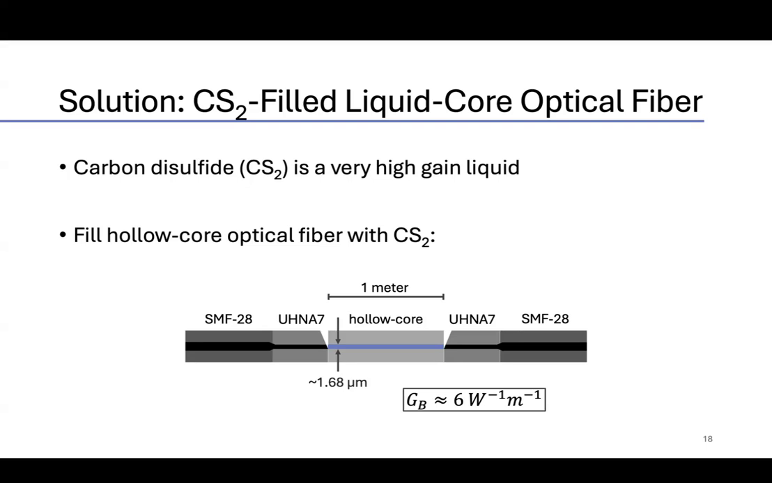So here we see a schematic where you have single mode fiber with a larger core being tapered down by UHNA7. This is a smaller core fiber to closely mode match the mode field diameter of our apparatus to the smaller mode field diameter of the hollow core.